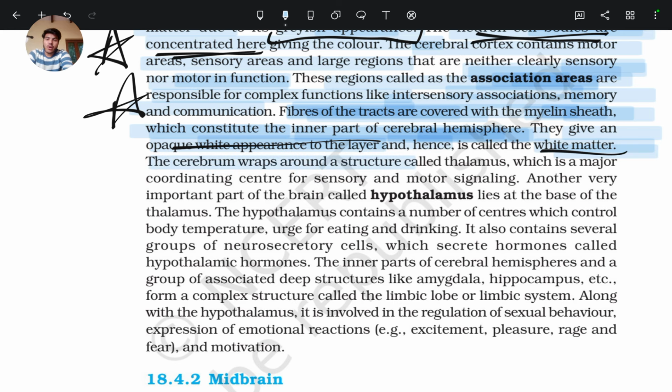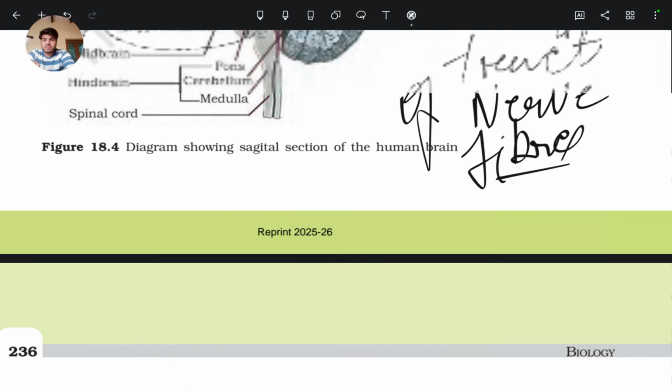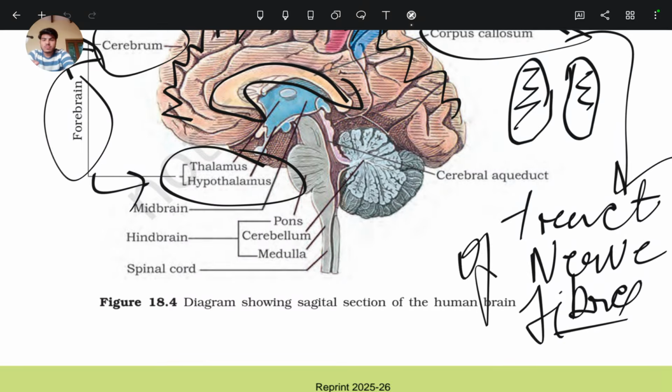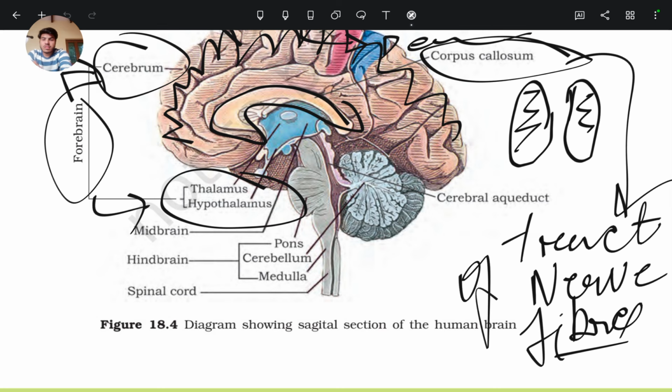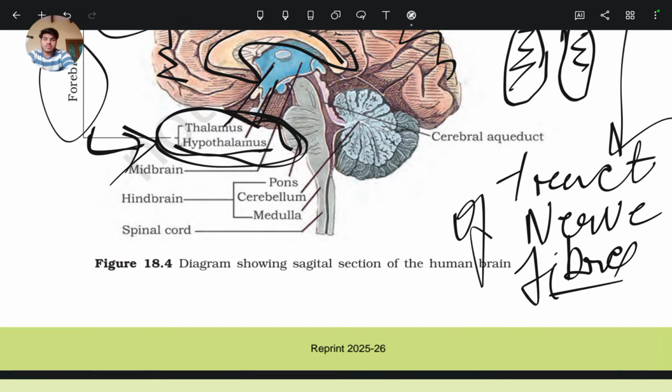The cerebrum wraps around a structure called the thalamus, which is a major coordinating center for sensory and motor signaling. Another very important part of the brain, called the hypothalamus, lies at the base of the thalamus. So this region is the thalamus, and what lies at the base of the thalamus is the hypothalamus. These two parts are the diencephalon.